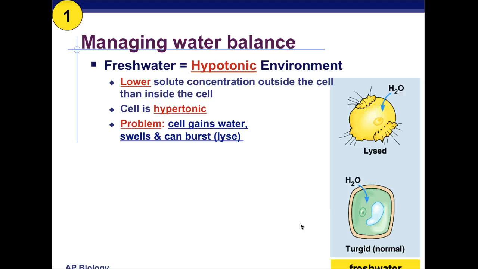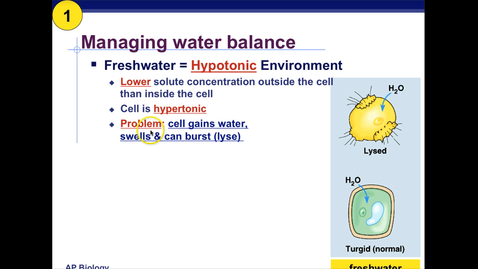So, managing water balance. How does a cell manage water balance with the different environments? In a freshwater environment, meaning an environment that is hypotonic, with lower solute concentration outside of the cell than inside, the cell is going to be hypertonic to that hypotonic environment. Remember, we're always comparing the environment to the inside of the cell.